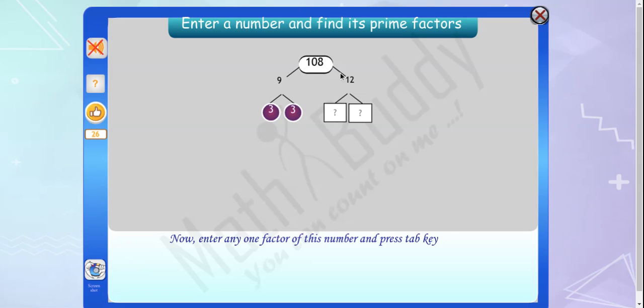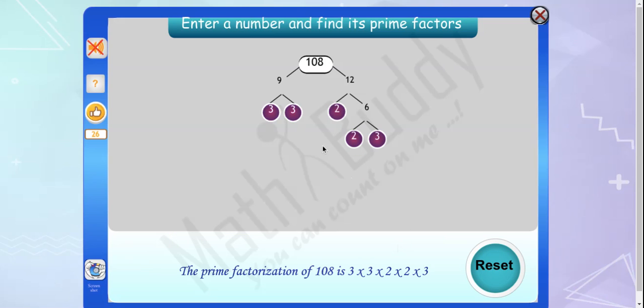Now, to get 12, what can I do? I can multiply the number 2 and 6, right? But 6 is not a prime number, so it can be further divided. So, let's take 6 as 2 multiplied by 3, right? Now once we do this, you can again see that we have reached a stage where all the numbers that you see are all prime numbers. So these are all called prime factors of the number 108, right? And again, if you multiply these prime factors, it will exactly be equal to 108. So you can see that 108, you can get it as 3 multiplied by 3 multiplied by 2 multiplied by 2 and then multiplied by 3.